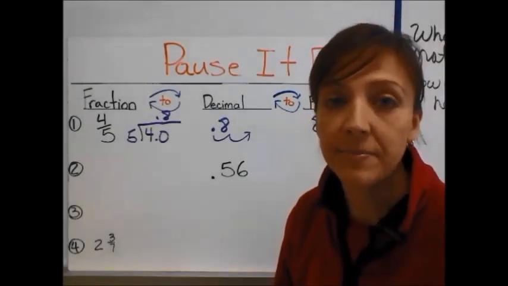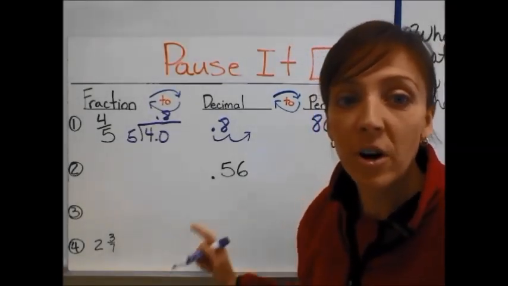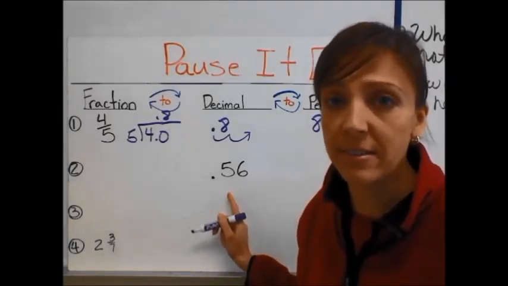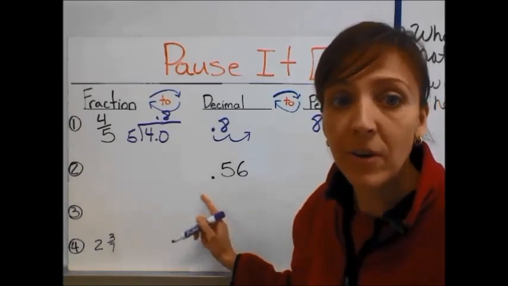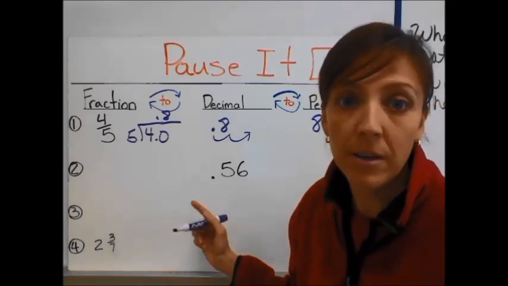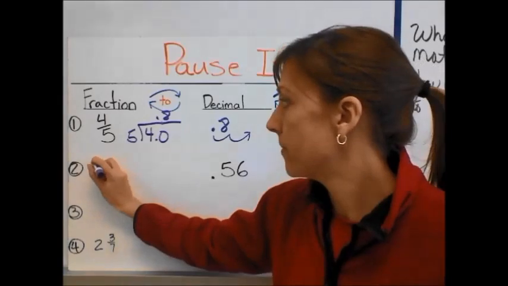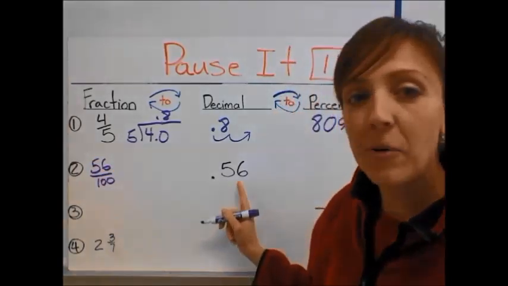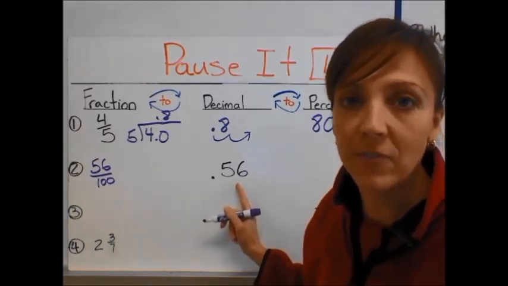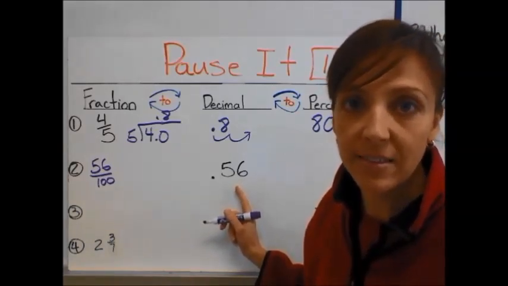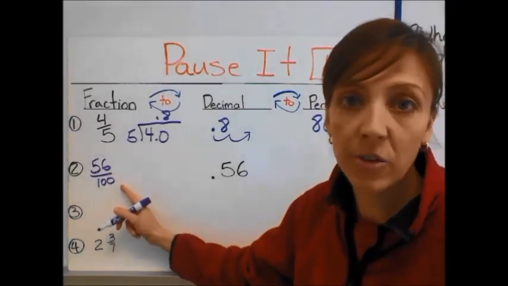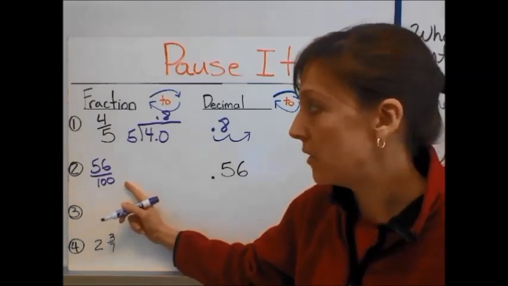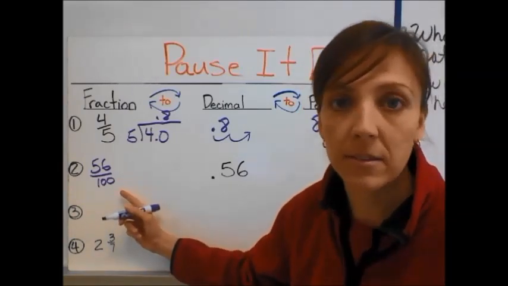I get 80%. Number 2. For our decimal number 2, we have 56/100. 56/100 can be written as a fraction if I just simply put 56 over 100. If I were looking at this decimal in terms of money, that would be 56 cents. 56 cents is 56 pennies out of 100 pennies that makes a whole. So 56 out of 100 is 56 cents out of 100 pennies.